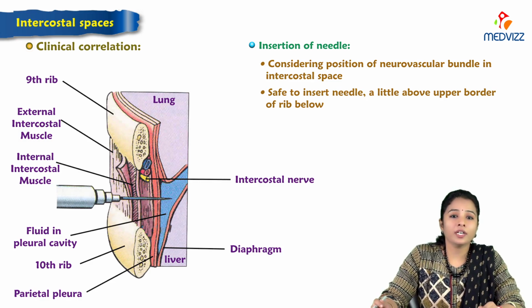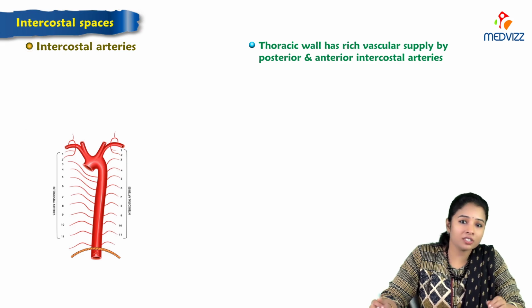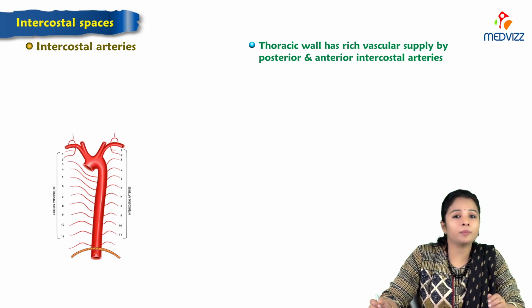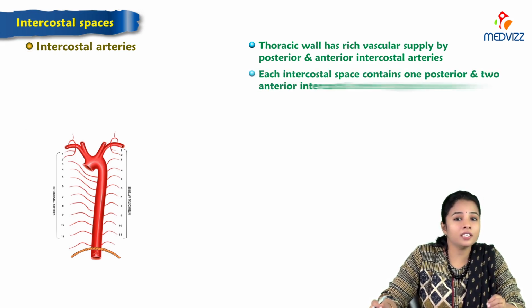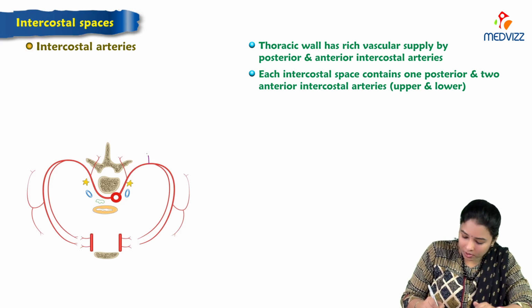Let's move on to intercostal arteries. So the thoracic wall has rich vascular supply by posterior and anterior intercostal arteries, and each intercostal space contains one posterior and two anterior intercostal arteries. So here is the posterior.